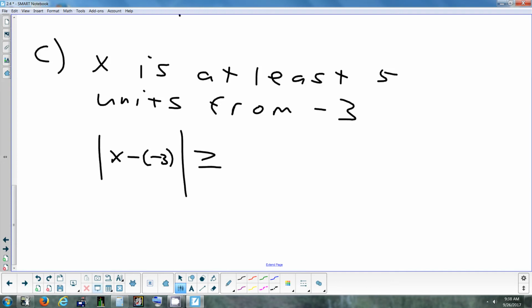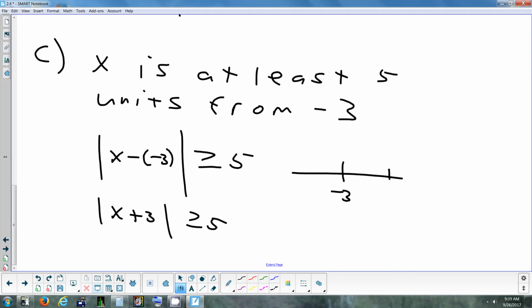Yep. 5. Okay. So this is going to be an or. If you want to be at least 5 units away from -3, well, basically, here's -3, and this represents 5 units away, and that represents 5 units away. You could pick anything in that direction, or you could pick anything in that direction, at least 5 units away. Okay, so that's why we use a greater than, and that would be an or problem. Opposite directions, no overlap.